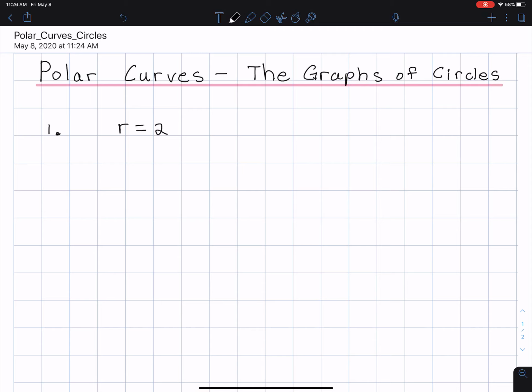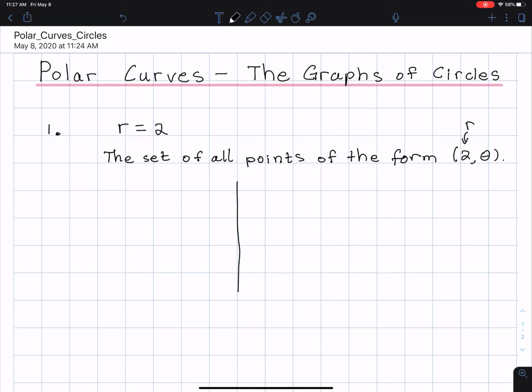This is the set of all points in polar coordinates of the form (2, theta), because remember r comes first and r is 2. So what will that look like? Well, it actually ends up being really simple, but it's something that we really want to talk about. That is going to be a circle, as I said it would be.